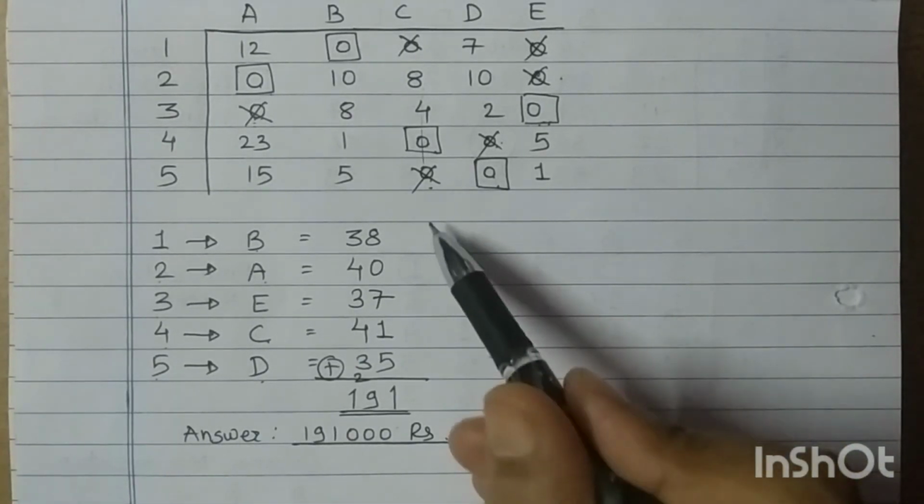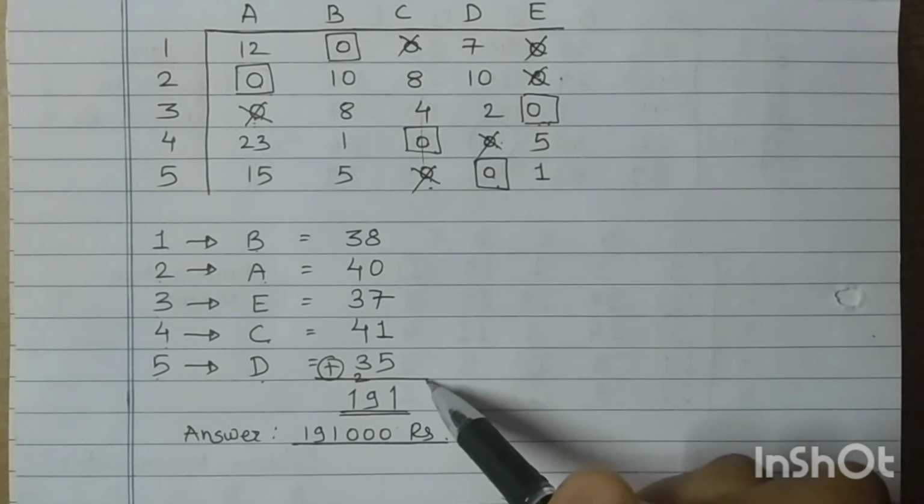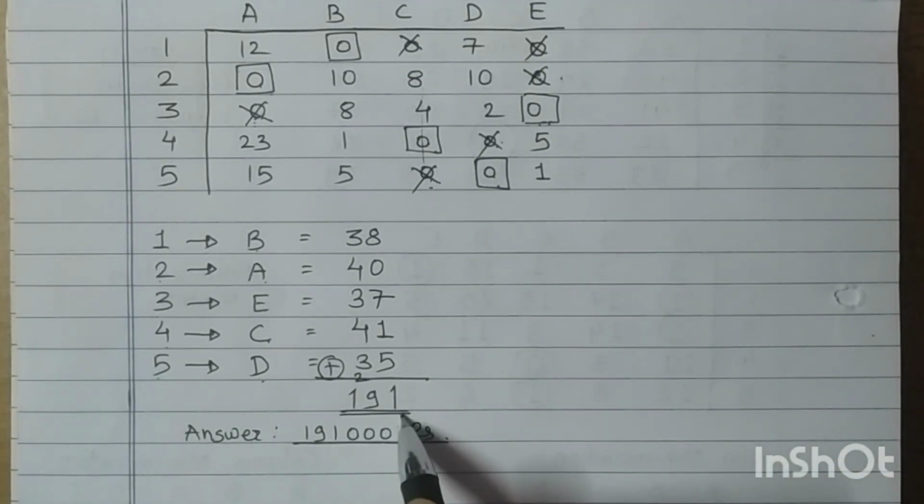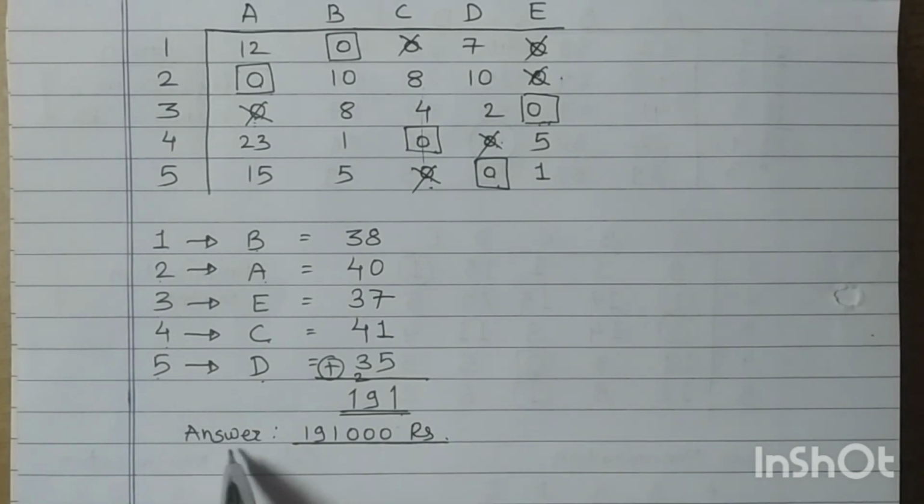These figures are obtained from the original matrix. Make a summation of that. That comes out to be 191. In the given problem statement, it is stated that the figures are in 1000 rupees. So the final answer is 191,000 rupees.